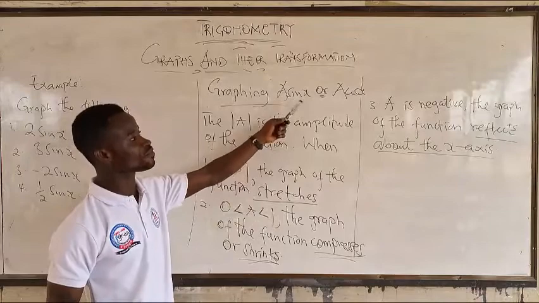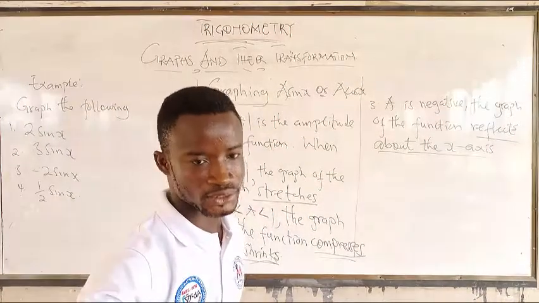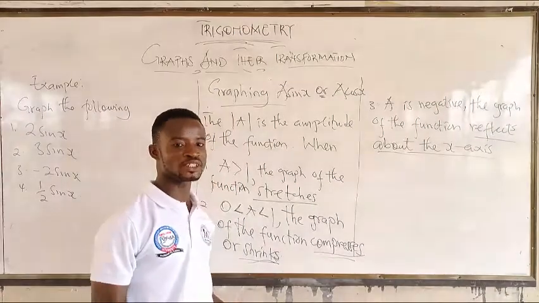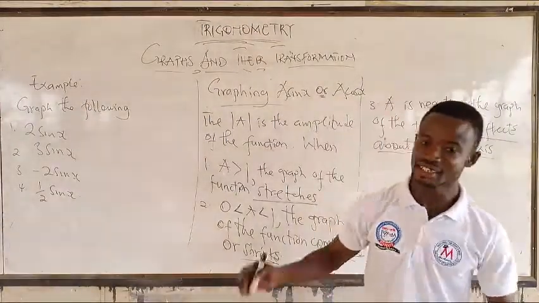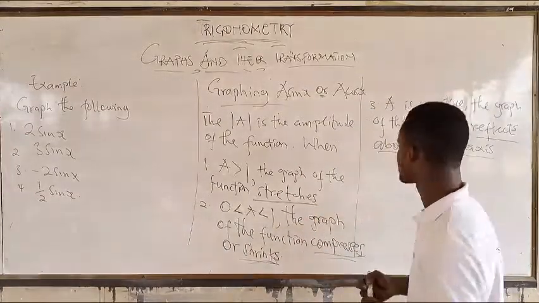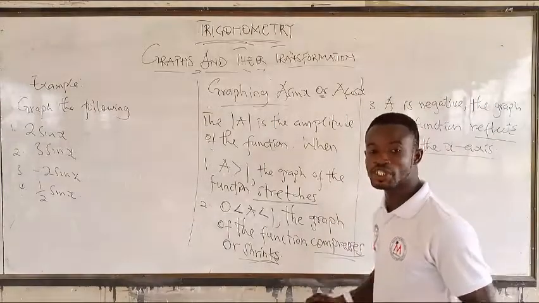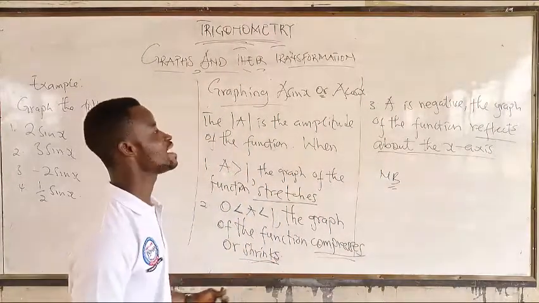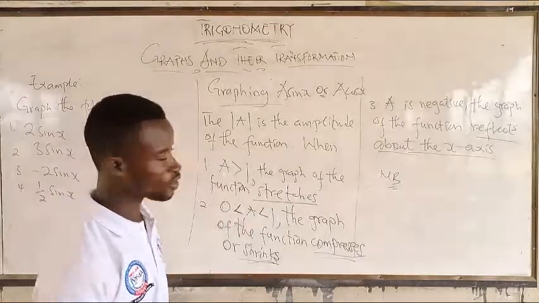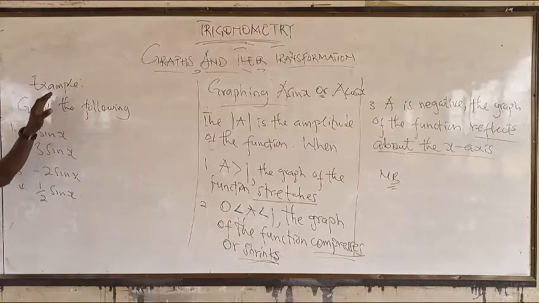So now, what this is just telling us is that the value of the A determines the amplitude. The amplitude is the largest value of the function attained. So take note, the amplitude is the largest value of the function attained. So let's come to this and look at the graph. So let's look at this example.